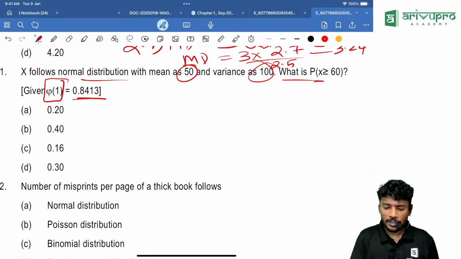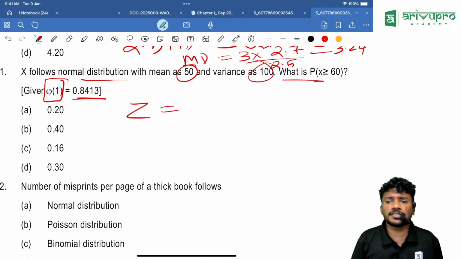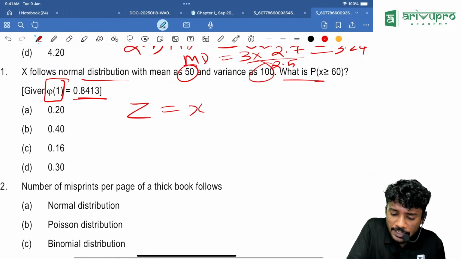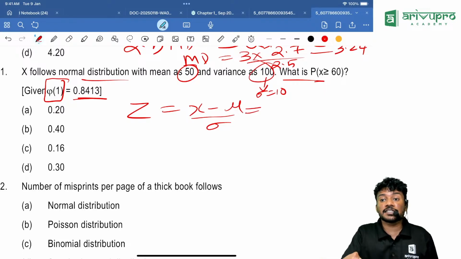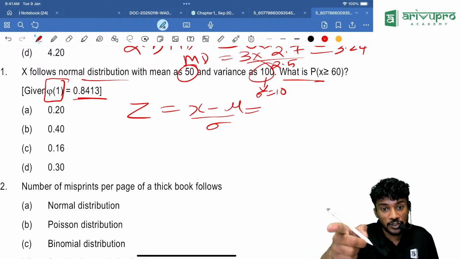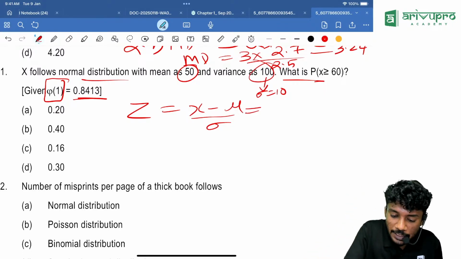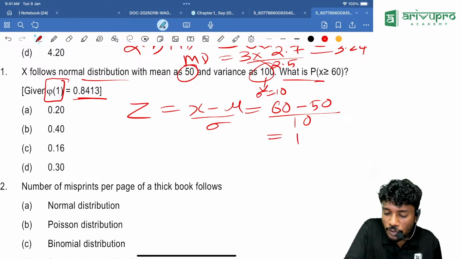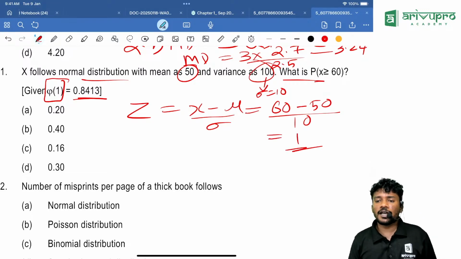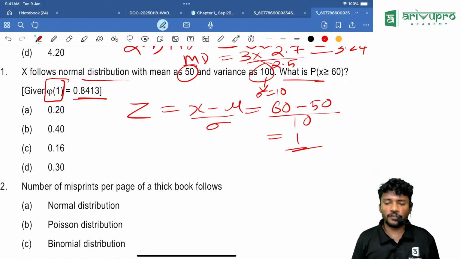Now, how will you do it, people? Any idea? Z value is how much? Z is equal to X minus mu by sigma. Sigma is how much? Sigma is equal to 10 because variance is 100. That means standard deviation should be 10. So X value is how much? 60 minus 50 divided by 10, which is equal to 1. Z value is 1. How will you find?